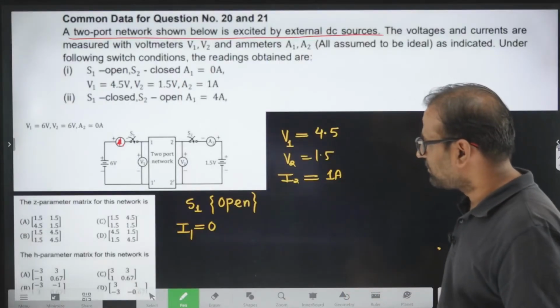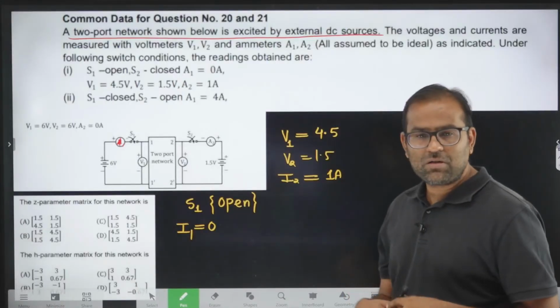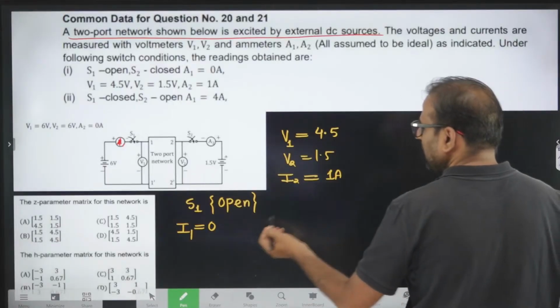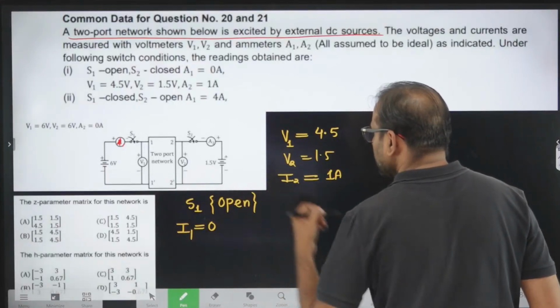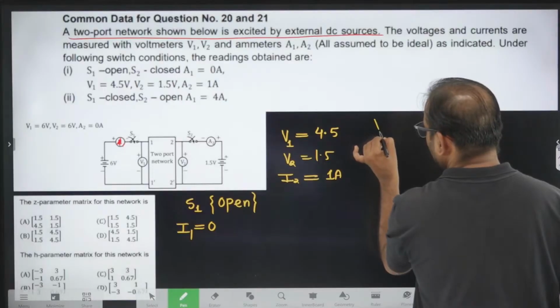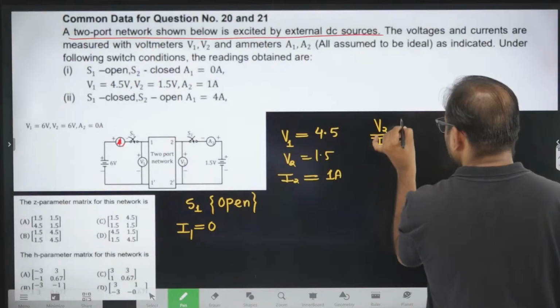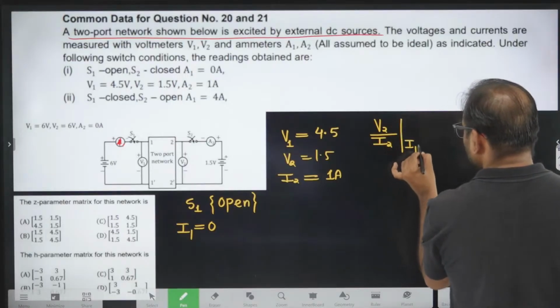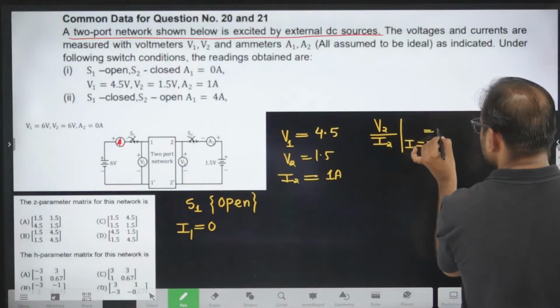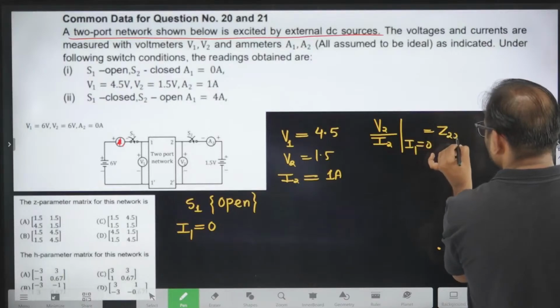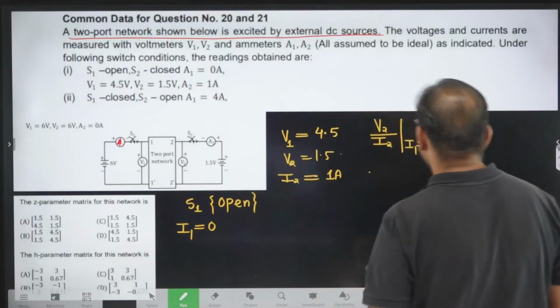Correct? So they are asking what? They are asking two port parameters. So we can calculate, if the input port is open circuited, we can find the ratio of V2 divided by I2 by making I1 equal to 0. This ratio is known as Z22, and the Z22 ratio is 1.5.